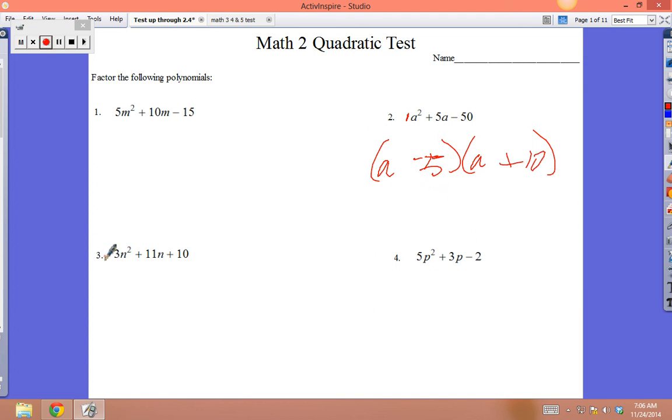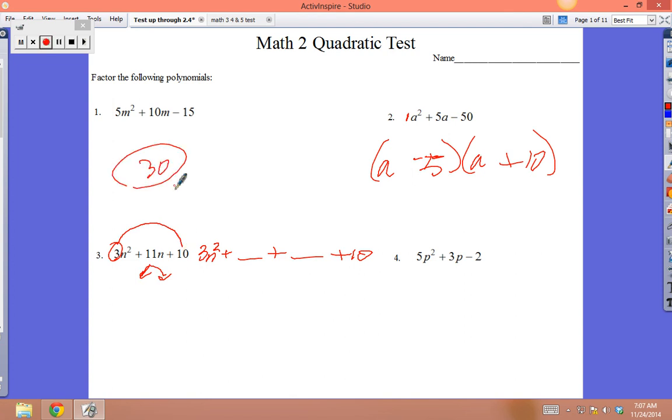Okay, number 3. 3, 11, and 10, they got nothing in common. So, and this does not start with the 1. It starts with the 3. So that's the hint to me that I'm going to break it down into 4 terms. 3n squared plus blank plus 10. So you copy and paste the first and the last. And instead of 3 terms, I'm going to break 11n into 2 pieces. So I'm going to times my 3 to the 10.